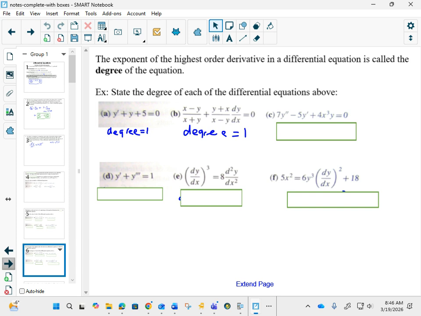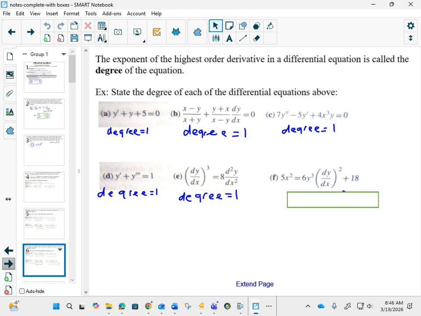In fact, these first ones are kind of boring. Degree of 1, degree of 1. If the dy dx was the highest order, we would say this has a degree of 3. But since the highest order is the second derivative here, and it has an exponent of 1, it has a degree of 1. Third one has an order of 1, but it would have a degree of 2.